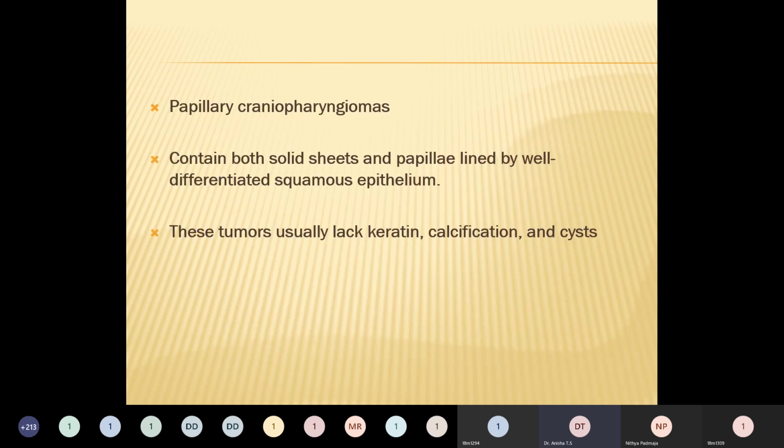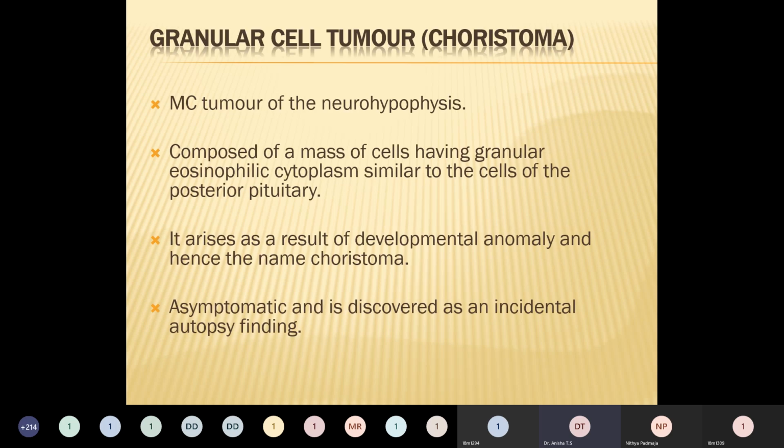Okay, papillary craniopharyngioma shows solid sheets and papillae. That's why, because they have papillary structures, they're called as papillary craniopharyngiomas. Then there is another tumor called as granular cell tumor or choristoma.